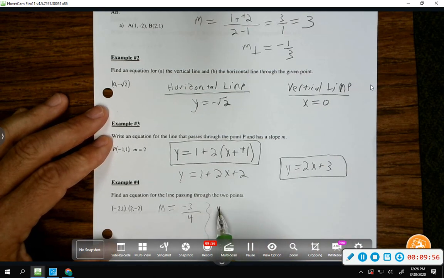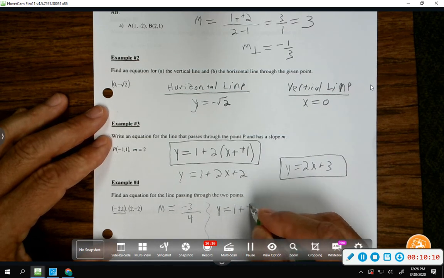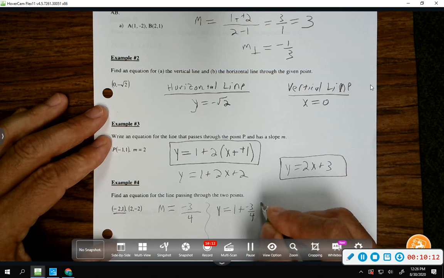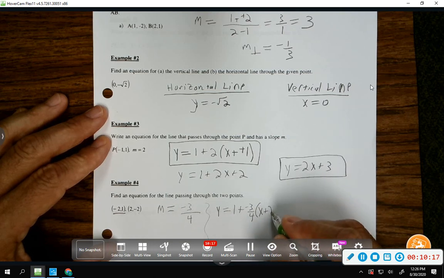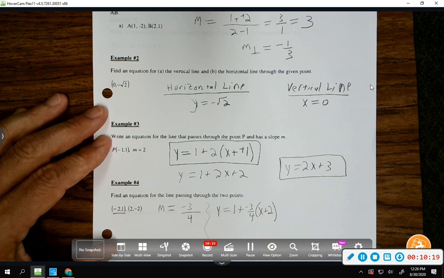Now some of you are going to want to say y minus the y coordinate because that's how you've done in all your other classes. But why not get y by itself and just put the y coordinate on this side? So I'll use this point to start. Y coordinate plus the slope, which is negative 3/4, times x minus negative 2 becomes x plus 2. There it is. Done. You can leave it like that.